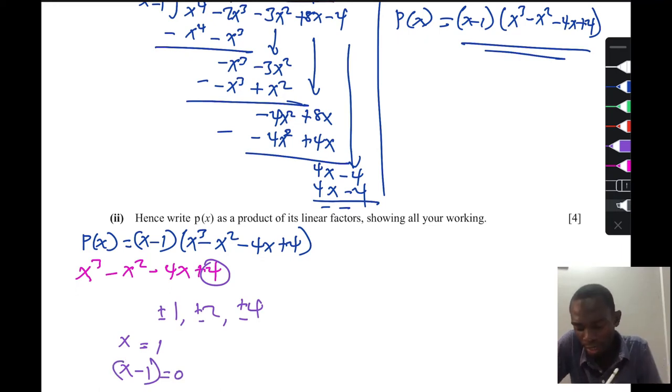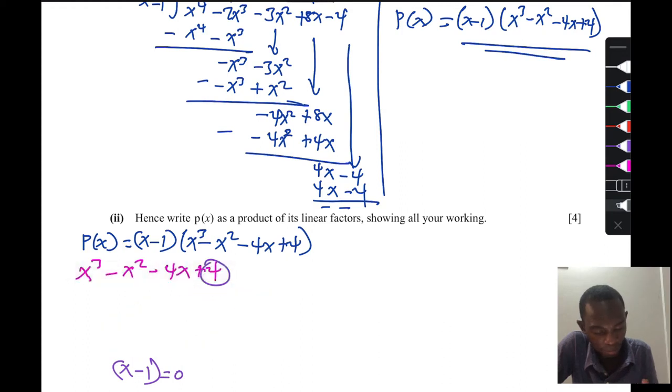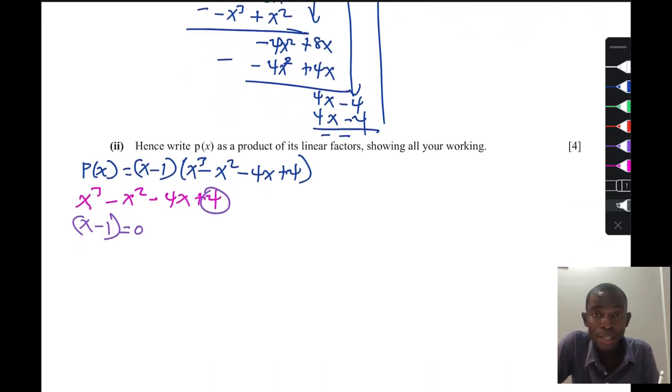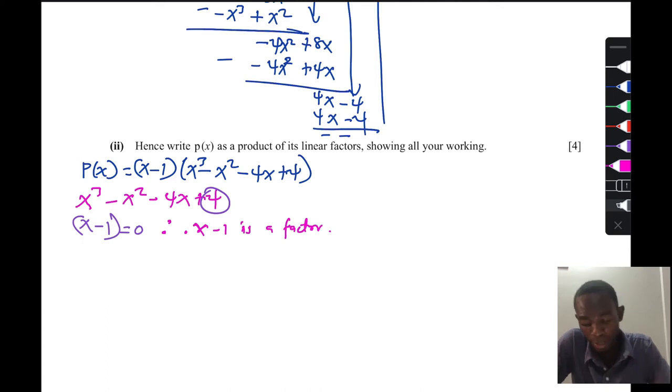Now, at this juncture, let me clear all these. Okay, I don't need them. So we know that this is a factor. Let me put this down before I forget. Therefore, x minus 1 is a factor. If it's a factor, then I can use it to divide the cubic. So let me go and use that to divide the cubic.